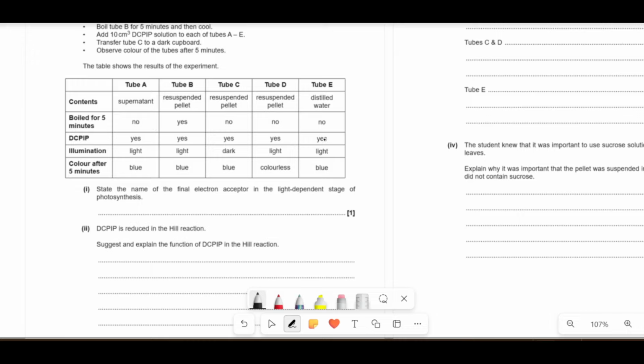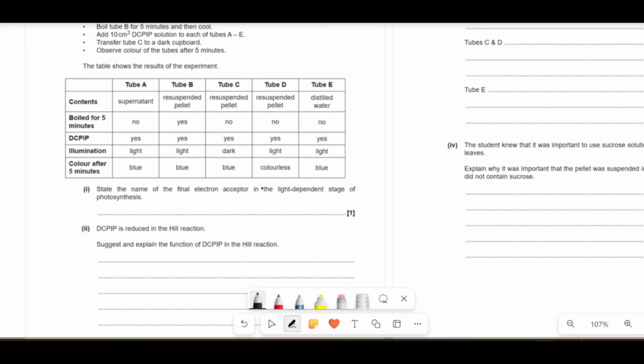And then illumination: light, dark, light. Remember, this is a light-dependent reaction, so we'd expect that to have nothing. The color after 5 minutes is blue, blue, blue, colorless, blue. So as in DCPIP not reduced, not reduced, not reduced, reduced, and not reduced. It's really important to have a quick think about that, because then you appreciate what they're changing. Between each tube, they're changing one factor.